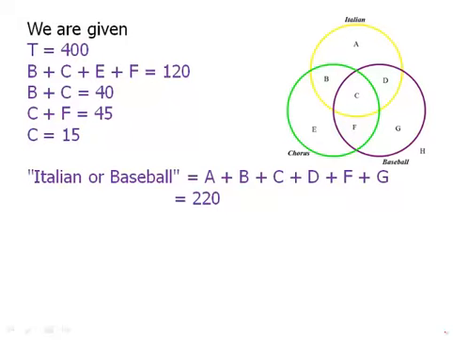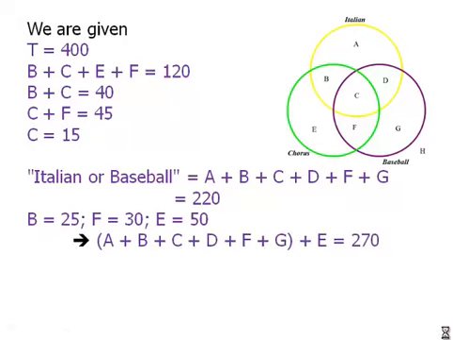So, let's think about this. If C equals 15 and B plus C equals 40, that means that B equals 25. And it also means that if C is 15 and C plus F is 45, then F must be 30. Well, now we know B, C, and F, and we can solve for E. So we have 25 plus 15 plus E plus 30 equals 120. We solve for E, we get E equals 50. Okay, let's put that aside a moment.